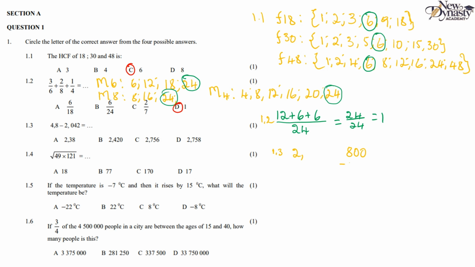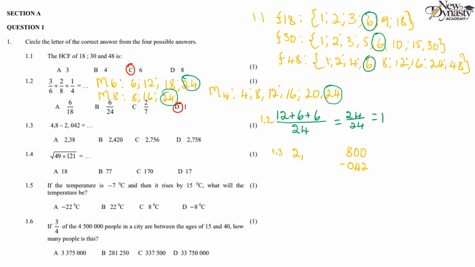For the second term, which is 2,042, I'm going to have 0, 4, 2. These are the numbers after the decimal point. Now I need to subtract these numbers. The first one, you subtract from the left-hand side, then you go to your right-hand side. So here I've got 0 subtract 2, which is not possible.